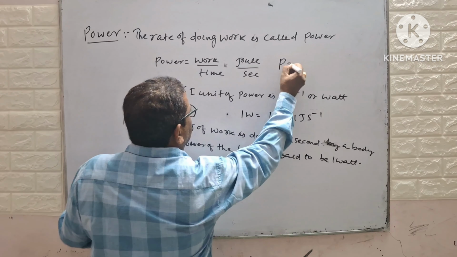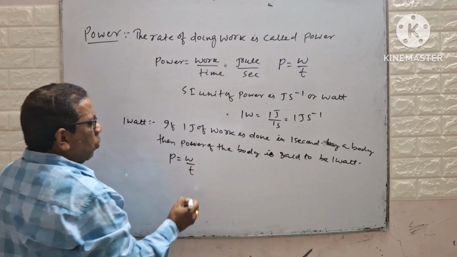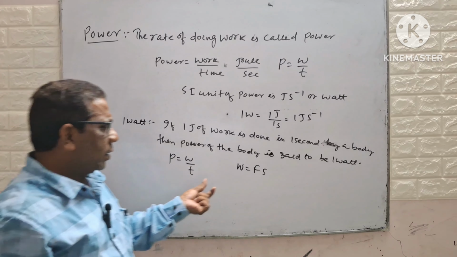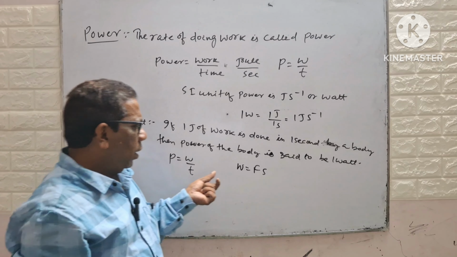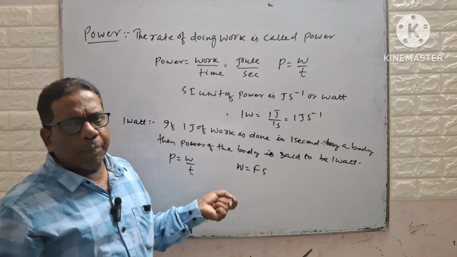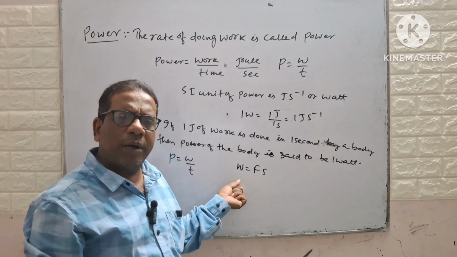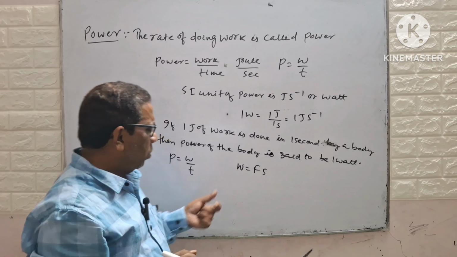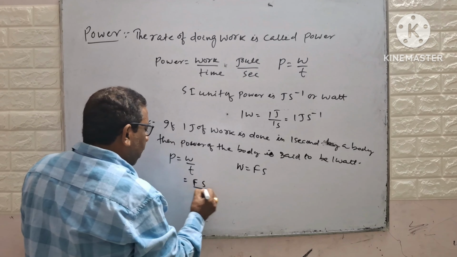Here, power equals work by time. We know work is equal to F into displacement. Work is the product of force and displacement. If a force is applied on a body and the body is displaced in the direction of force, then work is said to be done. So we can write W equal to F s by t.